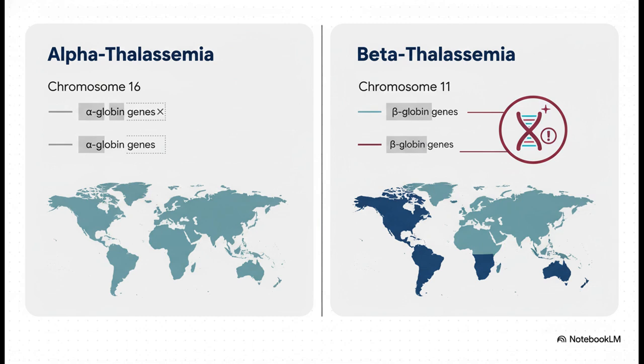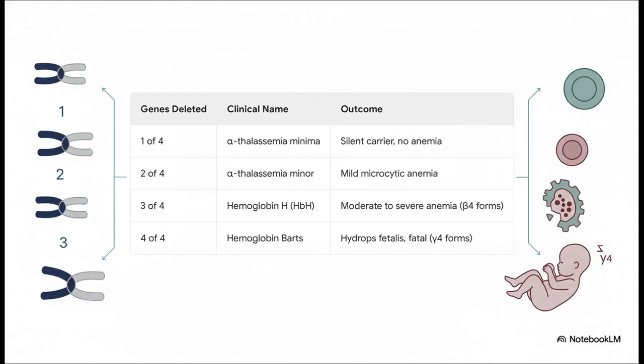Their typical geographic prevalence is also different, which can be a clue. I love alpha thalassemia because it's such a perfect example of a dose-dependent effect. It all depends on how many of those 4 genes are deleted. If you lose 1, you're a silent carrier, totally fine. Lose 2, you've got a mild microcytic anemia. Lose 3, and you get hemoglobin H disease, which is more severe because those leftover beta chains form toxic clumps. And if all 4 genes are deleted, it's incompatible with life, a condition called hydrops fetalis.